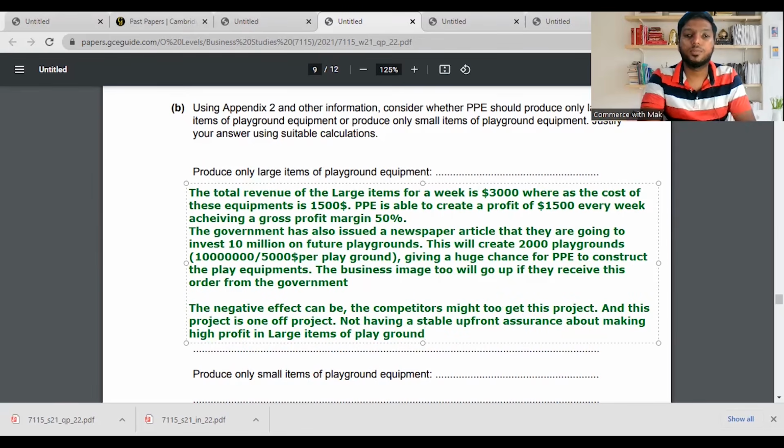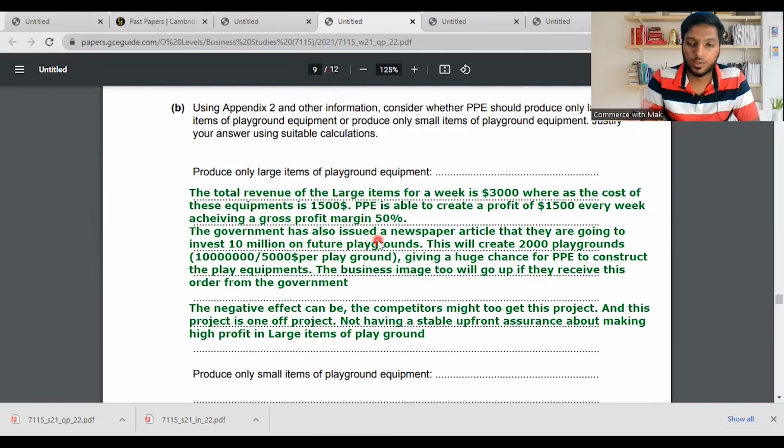You can see here the total revenue of the large items for a week is $3,000, whereas the cost of this equipment is $1,500. It's very important for you to show the calculations. PP is able to create a profit of $1,500 every week, achieving a gross profit margin of 50%. Already you scored 4 marks there, but then I gave you more points for you to understand. You don't need to go into this detail. The government has also issued a newspaper article that they are going to invest 10 million on future playgrounds.